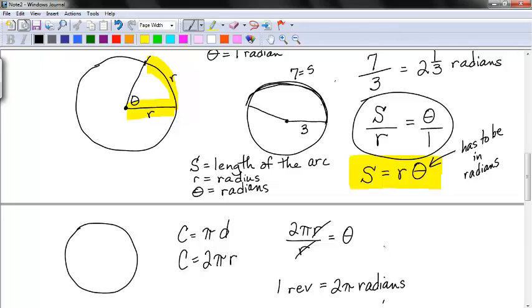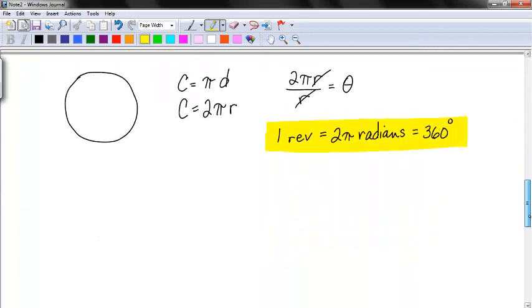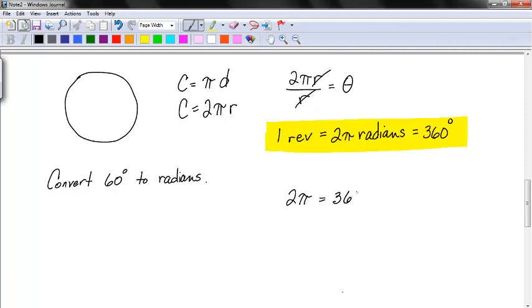Sometimes the book will use a little r up above. When we get into this, anything in terms of pi is going to be in terms of radians, so you don't have to label that. And it's 360 degrees. So 1 revolution all the way around is 2 pi radians, or 360 degrees. So if I said convert 60 degrees to radians, 60 degrees is how many radians? If you forget on the test or on the ACT, you can always go back and say, okay, 2 pi radians equals 360 degrees.